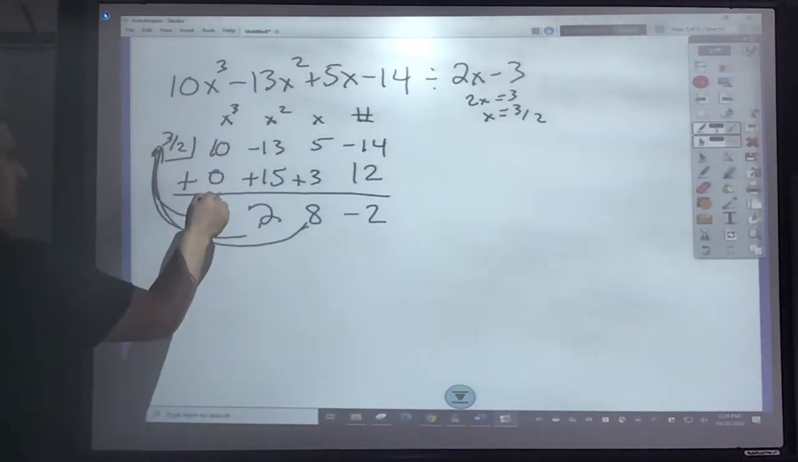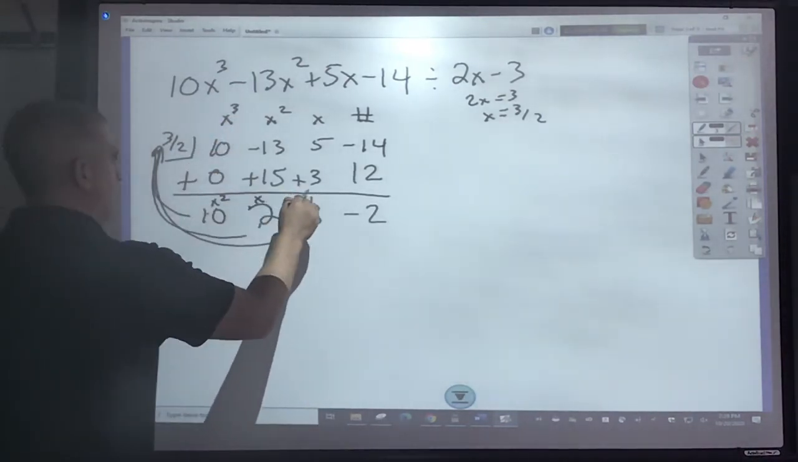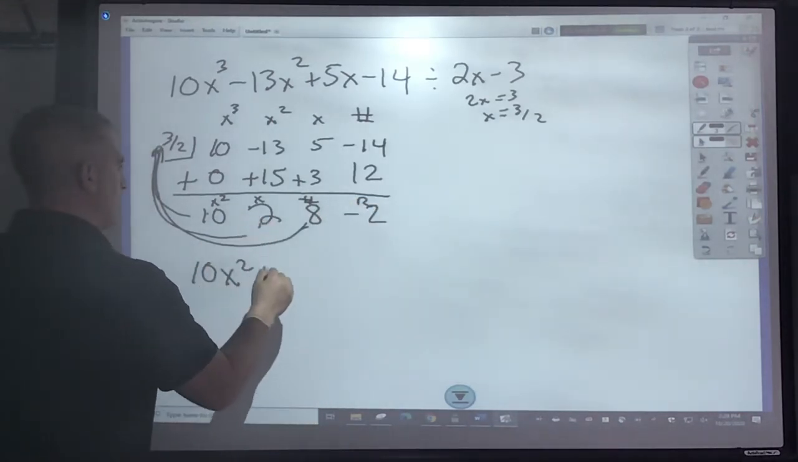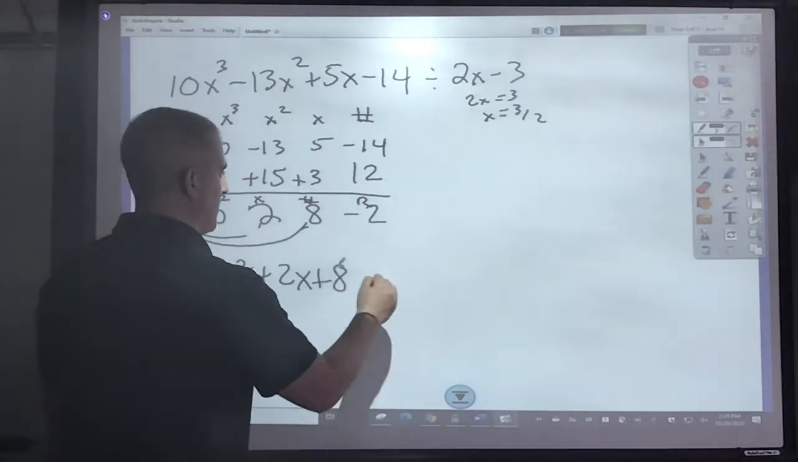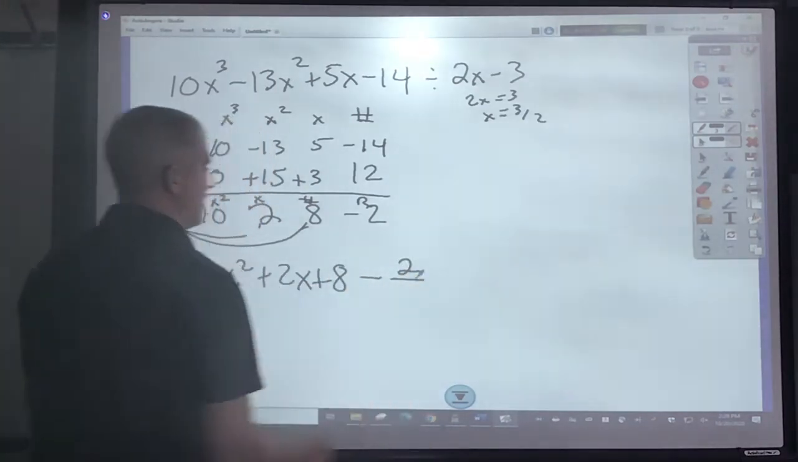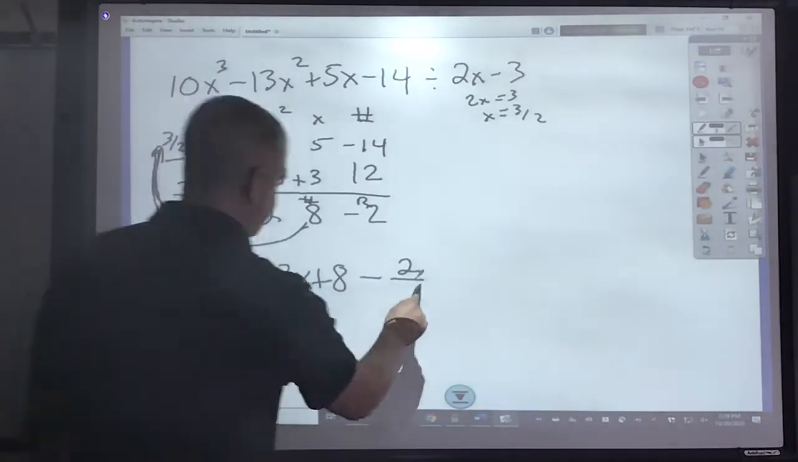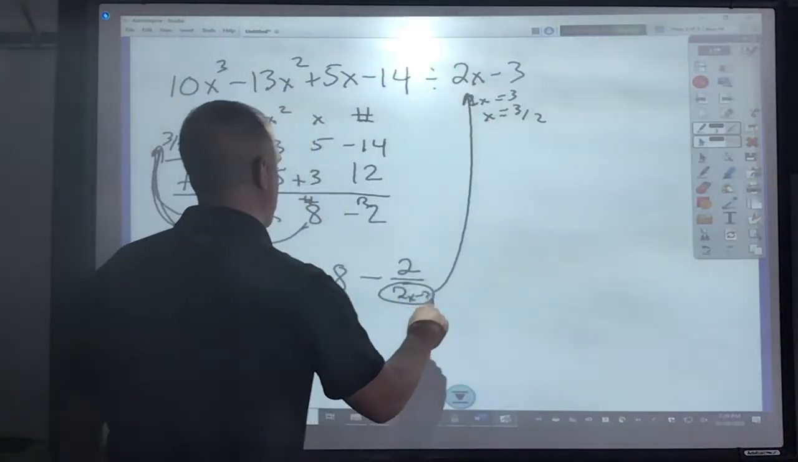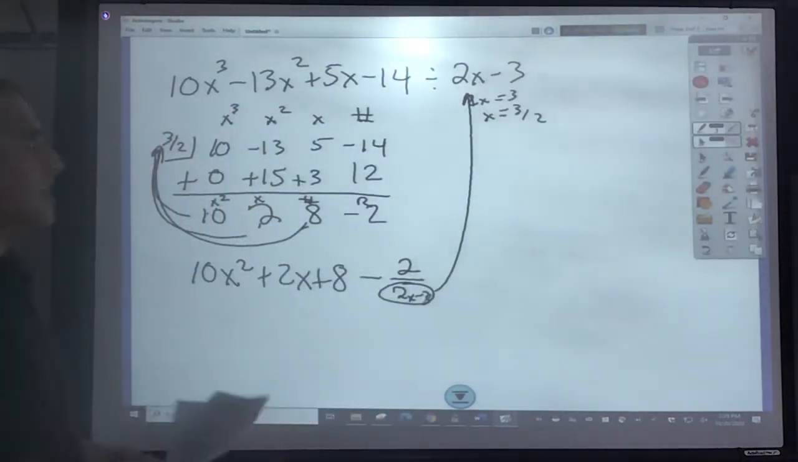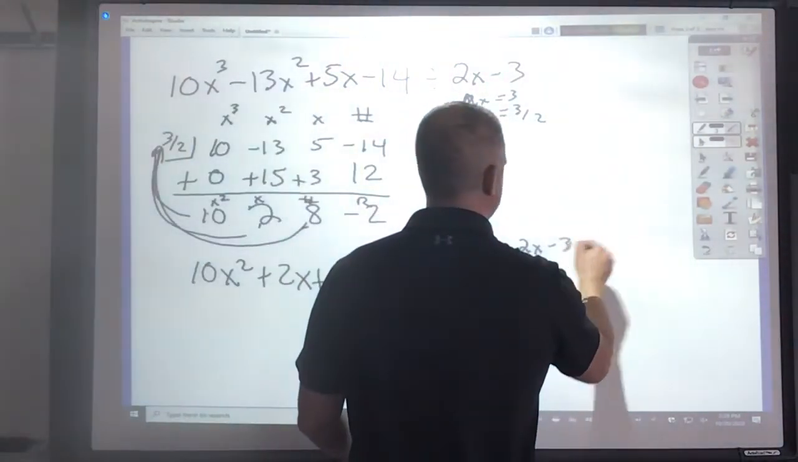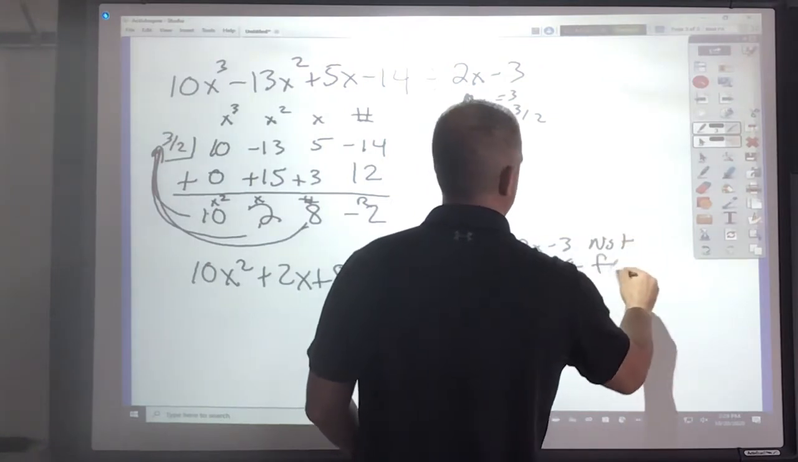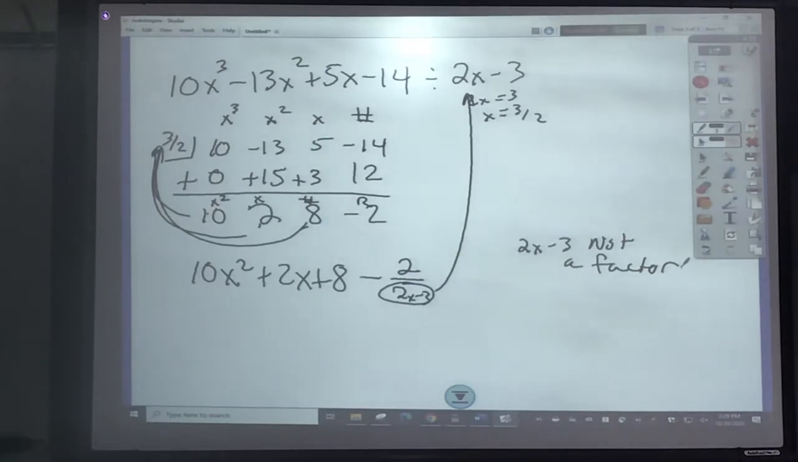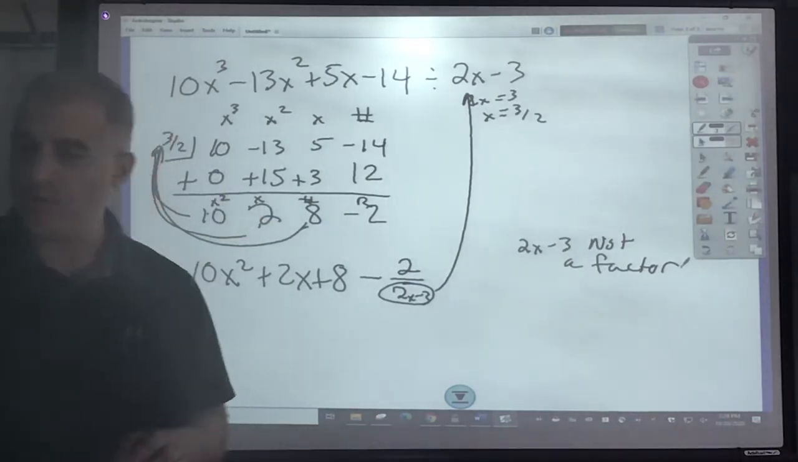Okay? So if it starts at x cubed, this is x squared, x, number, remainder. So I'd write my answer as 10x squared plus 2x plus 8 minus 2. Now, what goes here is what you divided by, 2x minus 3. So we can say a couple things. That's the answer. And also, 2x minus 3 is not a factor. The reason we know that is because we do get a remainder.